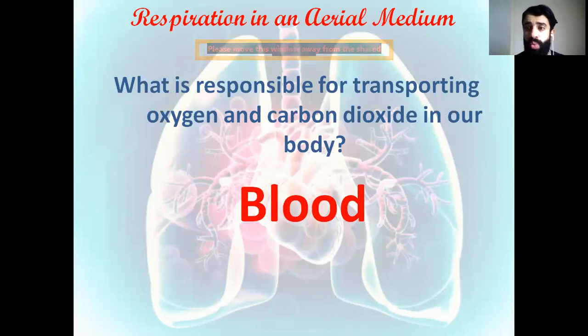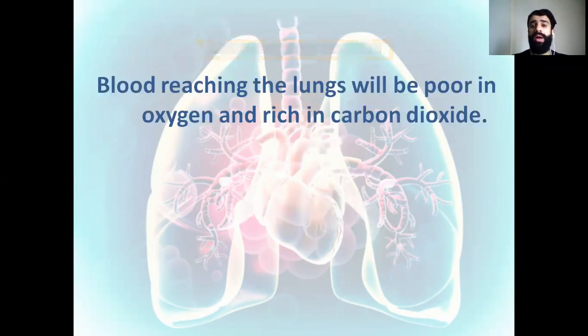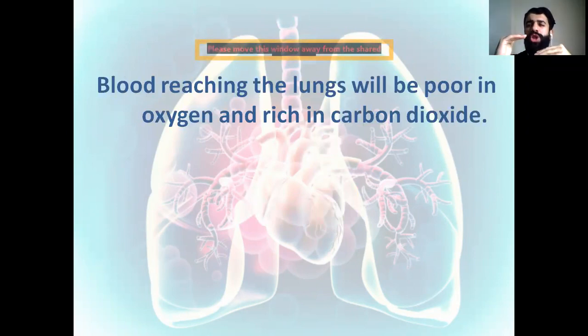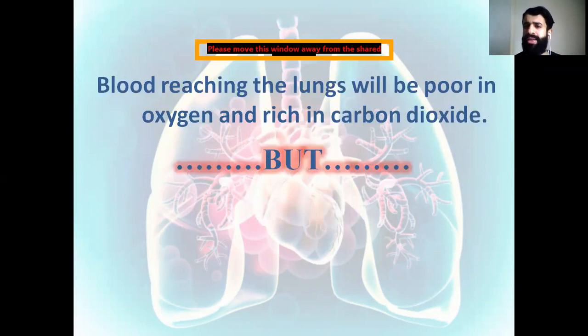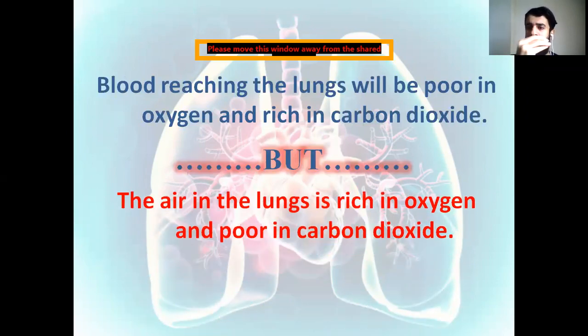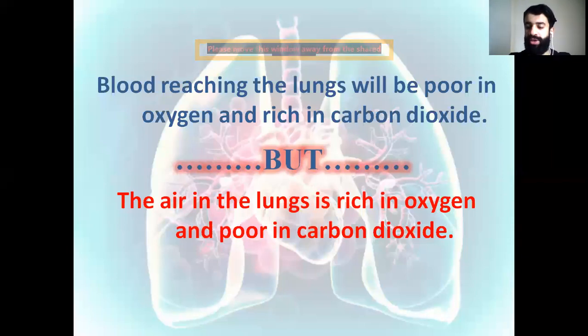And let's check what will happen. Blood reaching the lungs will be poor in oxygen, meaning that it contains a low amount of oxygen, while it's rich in carbon dioxide, meaning that it contains a high amount of carbon dioxide. But wait a minute, the air in the lungs is very rich in oxygen and poor in carbon dioxide. That's why we inhale the oxygen.